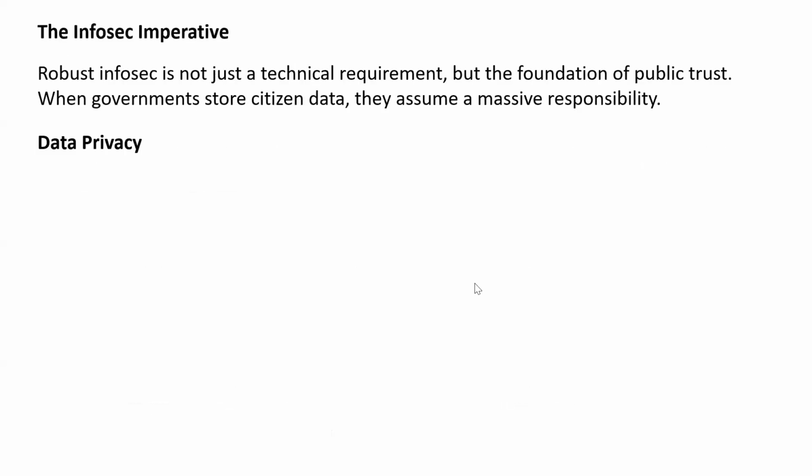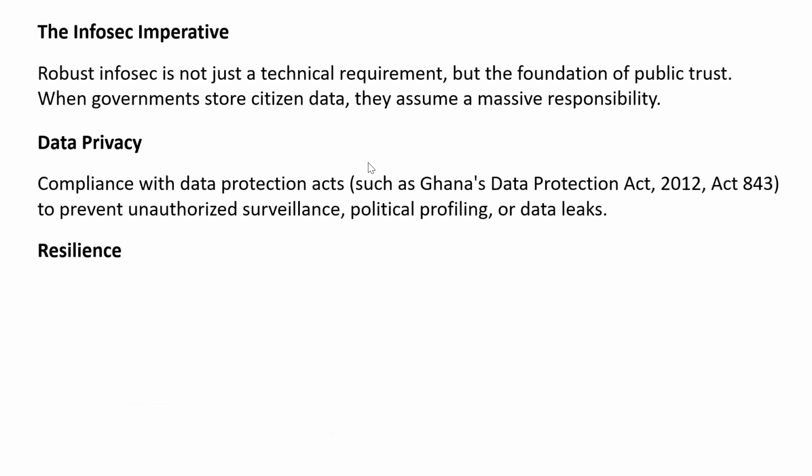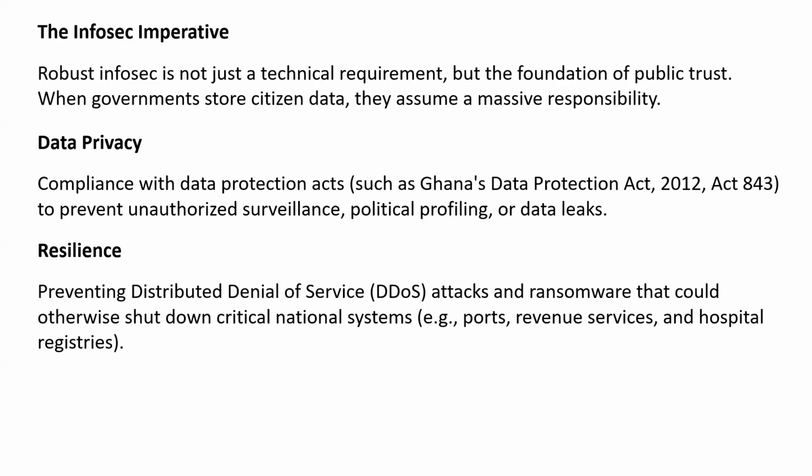And there are various imperatives of information security. It must be robust, not just a technical requirement, but it must also have the public trust, and the citizens must also be responsible. So data privacy, we've talked about data privacy, we talked about the Data Protection Act as well. It must be resilient such that it is not easy for people to attack or to shut down. So the ports, like our colleague said, at the airport, what is happening there, and now you have identified some lapses that need resolution immediately.